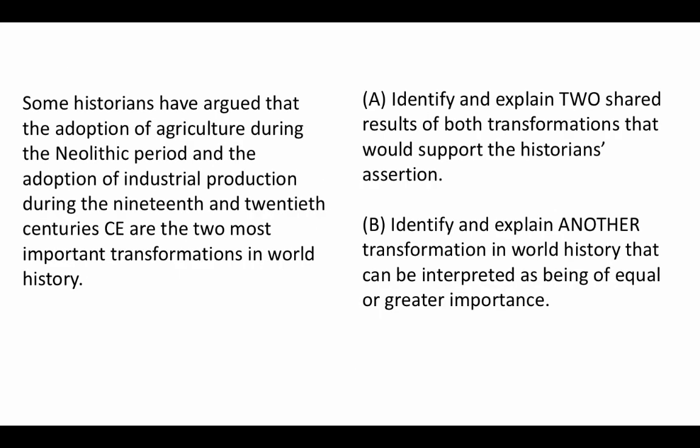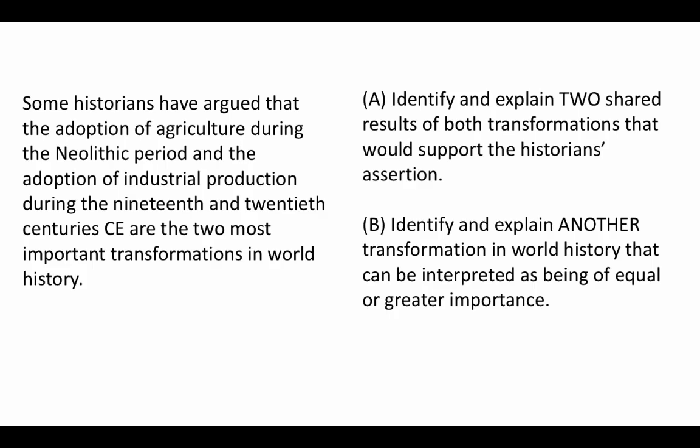So this is an example of what I'm talking about here. And notice again, sometimes there are 2 possible questions. Sometimes there are 3 possible questions. I would suggest getting the kids just ready to do 2 sections. So here we have: some historians have argued the adoption of agriculture during the Neolithic period and the adoption of industrial production during the 19th and 20th centuries are the 2 most important transformations in world history. So notice here they're already kind of setting you up for a possible comparison and contrast between these 2.